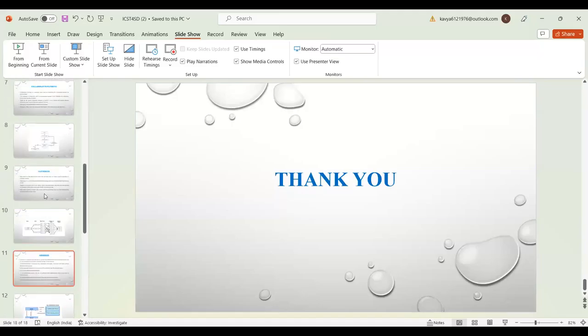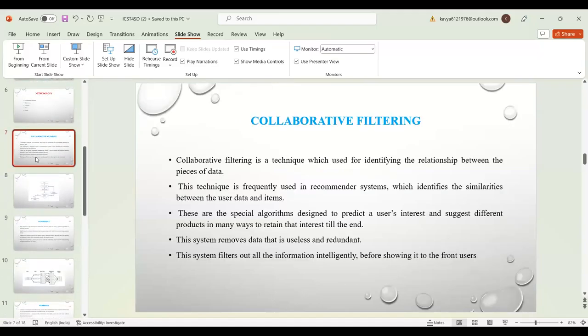Thank you. My first question is, what is collaborative filtering? Collaborative filtering, as I said, ma'am, is a technique used for identifying the relationship between pieces of data. As I took an example, if user A and user B like math and user B likes science, science can be recommended to user A also, ma'am.